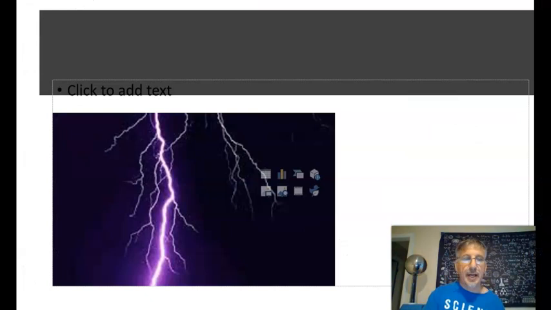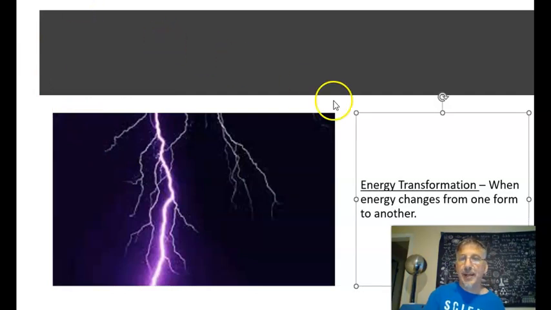Okay, so let's go ahead and skip a line in our journal and write the definition of energy transformation. Energy transformation: write that word, underline it, and put when energy changes from one form to another.